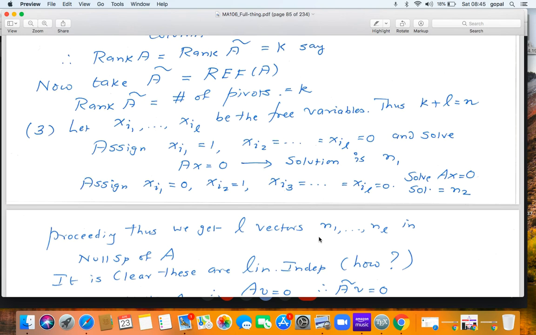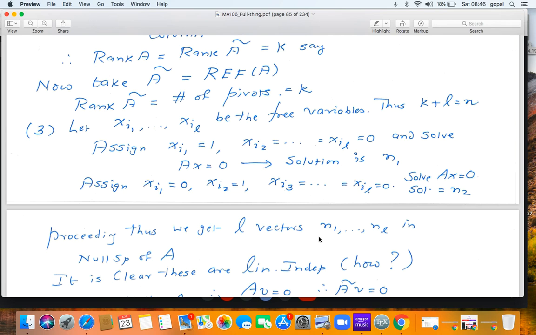The row echelon form has k pivots, where k is the rank. And let the pivots be at positions j1, j2, ..., jk. Let the non-pivotal columns be i1, i2, ..., il. The non-pivotal columns correspond to the free variables, as we know. And I'm going to assign the free variables certain values. What am I going to do? xi1, assign it the value 1. xi2, xi3, ..., xil, assign it the value 0.